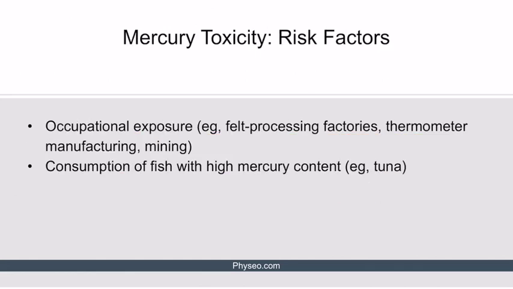The two most notable risk factors for mercury toxicity are occupational exposure, as can be seen in patients working in felt processing factories, thermometer manufacturing or mining, and consumption of fish with high mercury content such as tuna. Now, the latter risk factor is often tested in the setting of prenatal care, as all pregnant patients are counseled to avoid fish with high mercury levels due to its teratogenic effects.